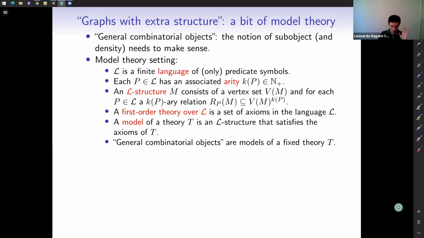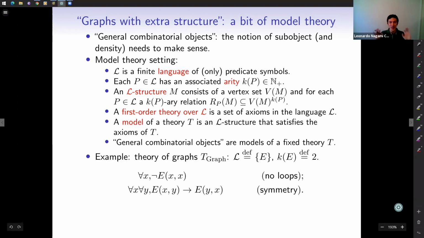Okay, so let's give an example. Here's the classic example, the most useful example for us: the theory of graphs. In the theory of graphs, the language has only one predicate symbol, E. This predicate symbol is binary, and it's trying to encode adjacency, the adjacency relation.